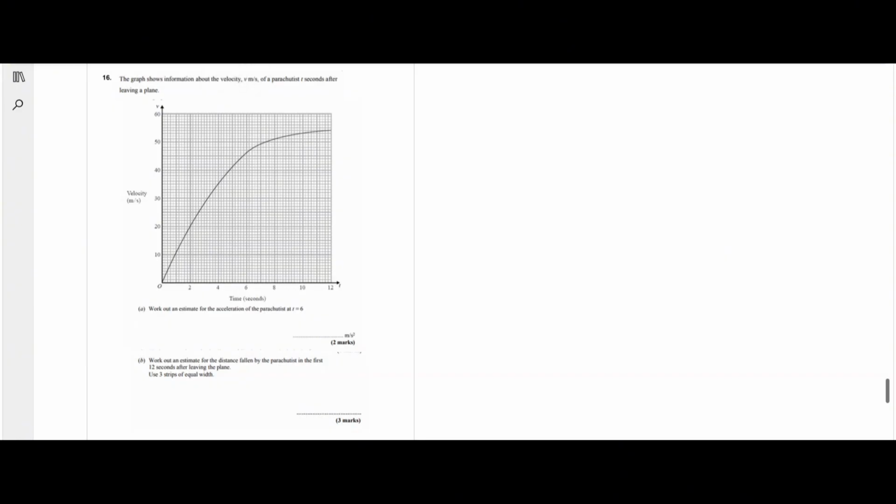And this is a graph that shows some information about the velocity of a parachutist t seconds after leaving the plane. So the time in seconds is on the x-axis, and that's t in this instance, and the velocity is on the y-axis, so that would be v. Now you've been asked to work out an estimate for the acceleration of the particle. So an estimate for the acceleration.